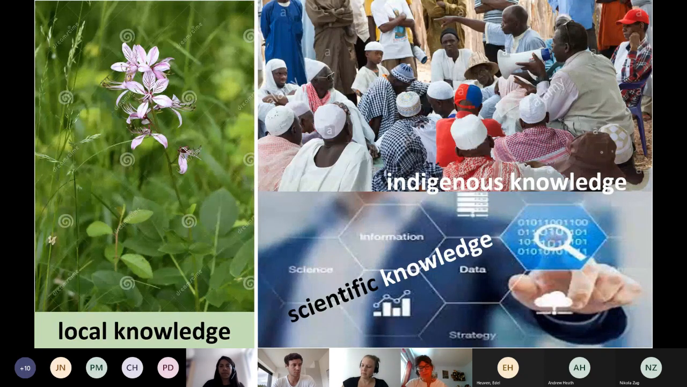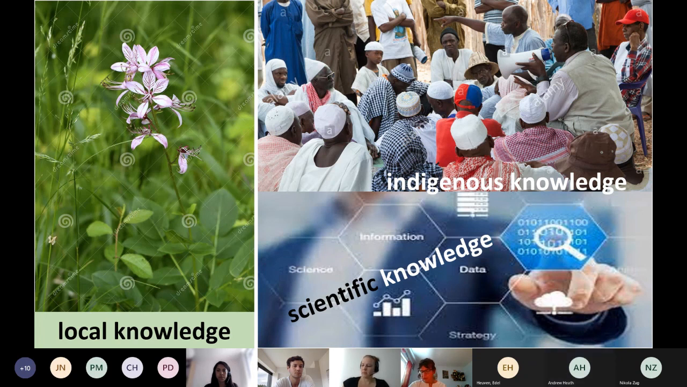Scientific knowledge: science is a pursuit of knowledge and application of knowledge of the natural and social world that is following a systematic methodology. So in contrast to the other two, scientific knowledge is based on evidence, based on data, and based on analysis. So we ask you to keep these distinctions in your mind as we move on, because they will also be part of the discussion later on in the breakout groups.